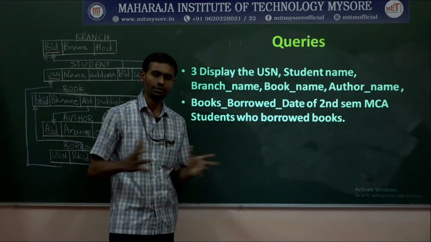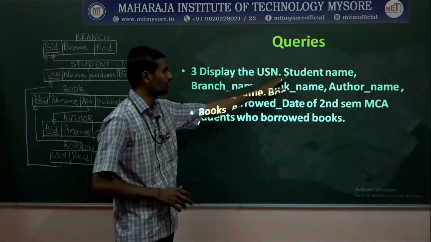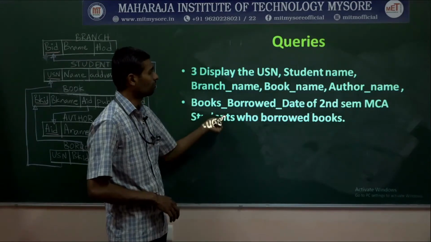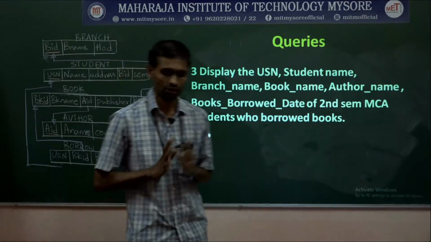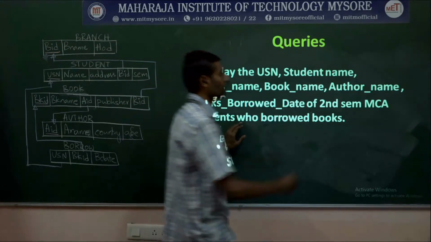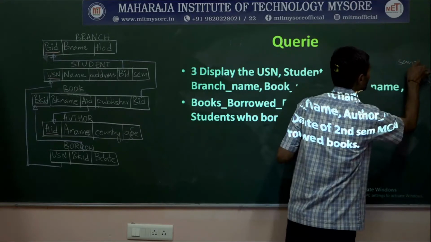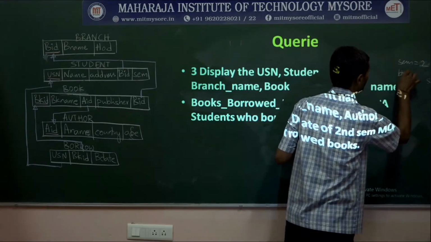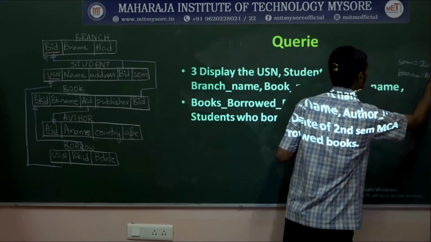Looks big, but things are very simple. What's that, guys? They're asking us to retrieve USN, student name, branch name, book name, author name, and book borrowed date of second sem MCA. That means the student should belong to second sem, and their branch should be MCA. This is the criteria they're asking: SEM should be equal to 2 and B name should be equal to MCA.